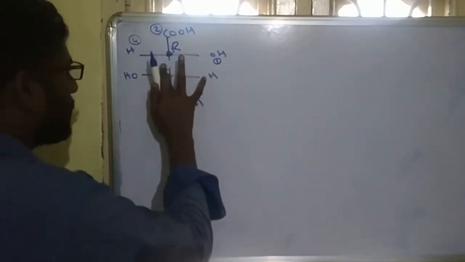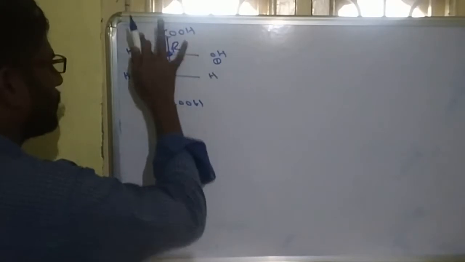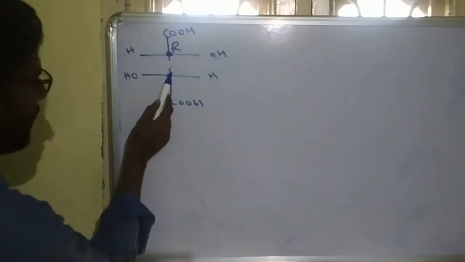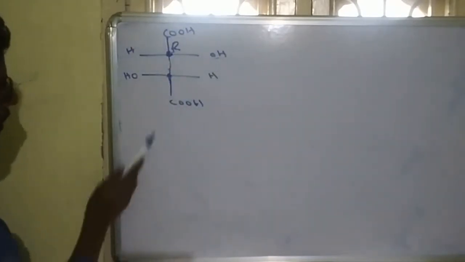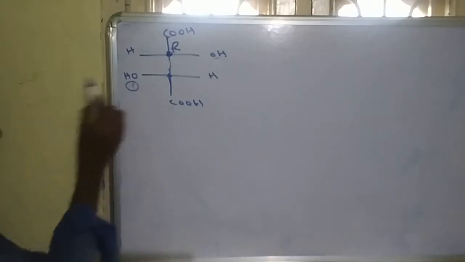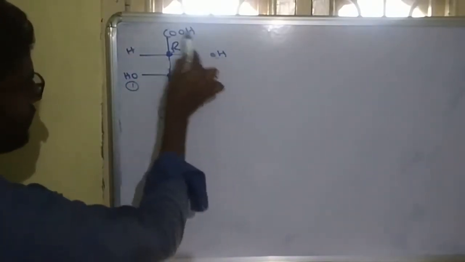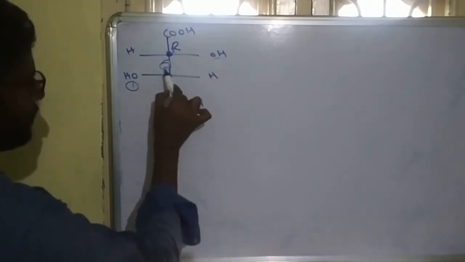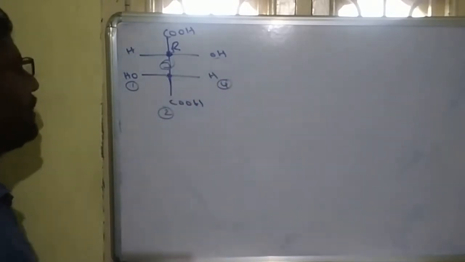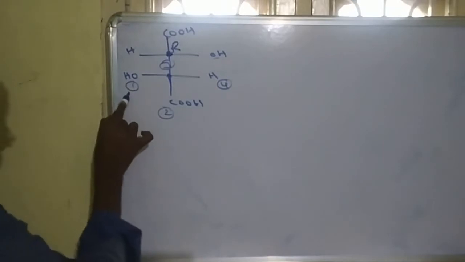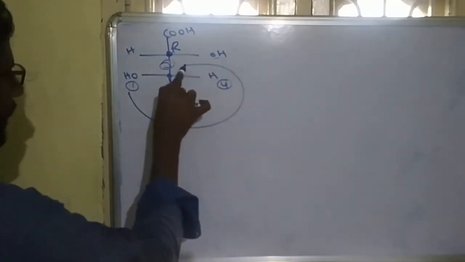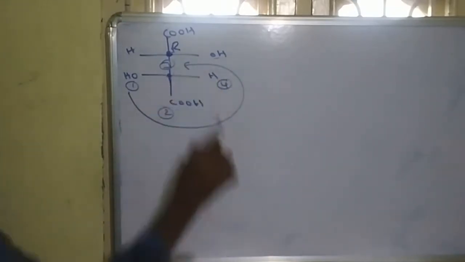Now check the next carbon, same process. Now this carbon I am checking. Again on this carbon, oxygen is the highest atomic number, definitely. So the second is COOH, and this total group is the third, and hydrogen will be the least priority. So observation angle: 1 to 2, 2 to 3 like this.